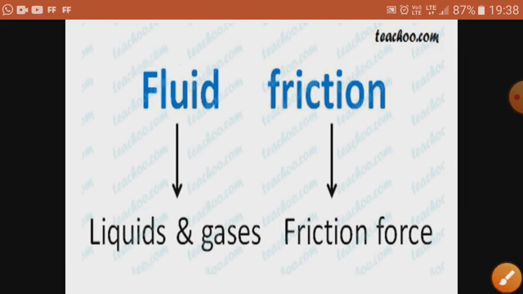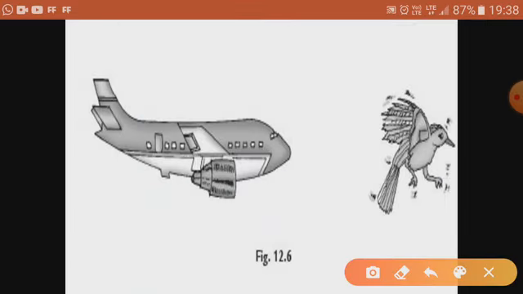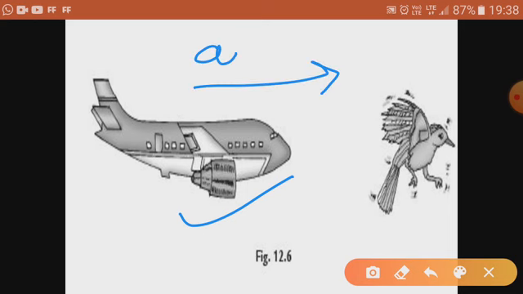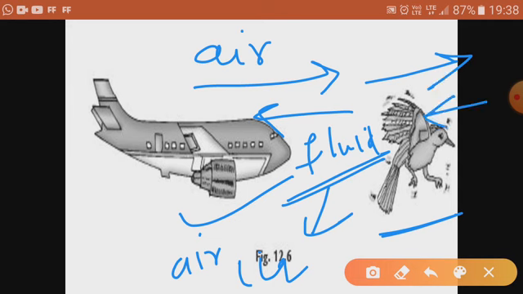You must be wondering how liquids and gases exert that kind of friction. For example, if an aeroplane moves in the air, the air also provides some friction to its motion. That is called fluid friction, because fluid friction is exerted by air and liquid. When a bird moves ahead, the air also tries to stop the movement of the bird from the opposite direction, so that is called fluid friction.